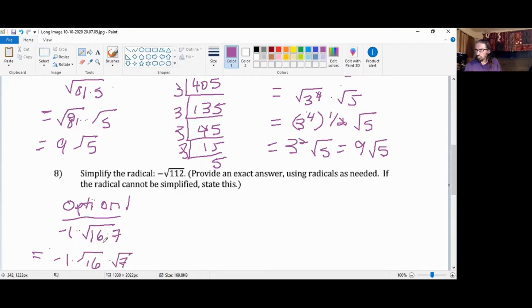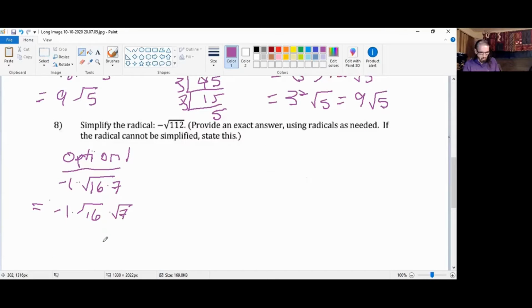Take the square root of the 16. As for the 7, because I picked the largest perfect square factor of 112, there's nothing left to get out of the 7. It's prime. The only perfect square factor that goes into that is 1, and that doesn't help us simplify anything. So we get -1 times 4 times the square root of 7.